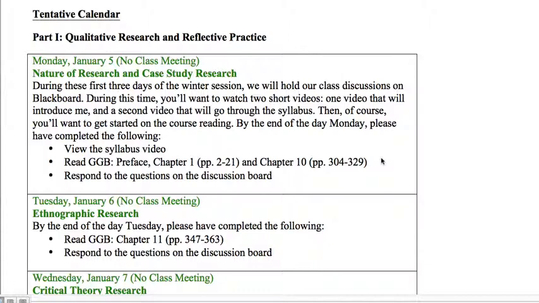So, as you can see, you'll view the syllabus video that you're doing right now. You're going to read the preface, Chapter 1, Chapter 10. Those are the page numbers. I put the page numbers for each one because you don't need to go into the studies that they have as examples of those methods. And then you'll respond to the questions on Blackboard.